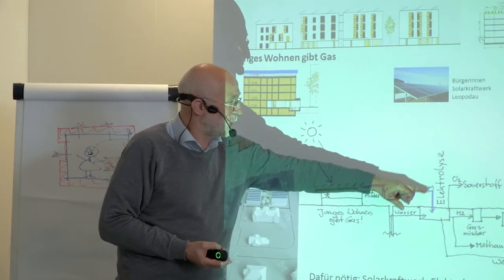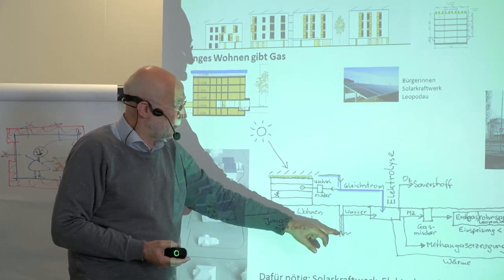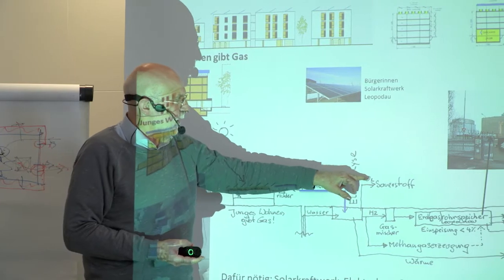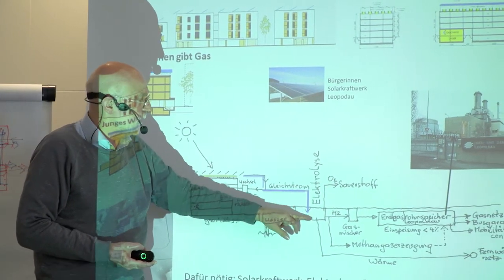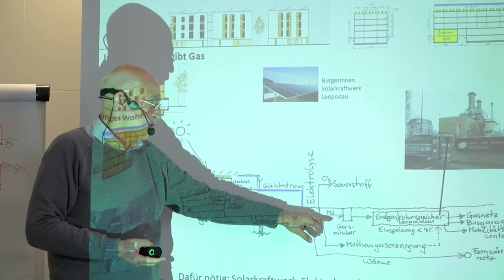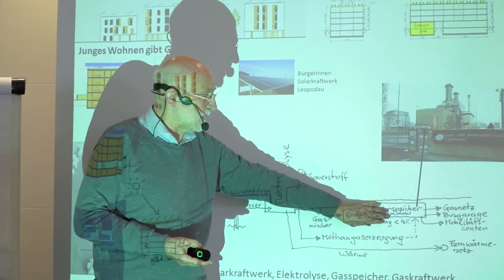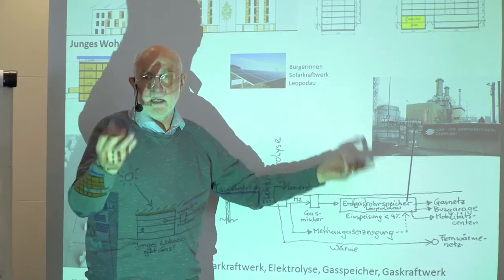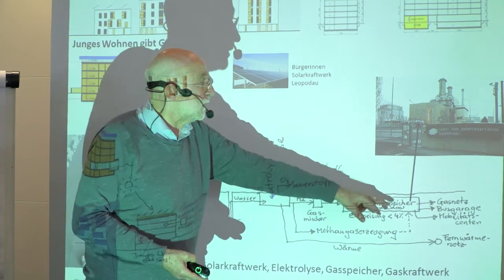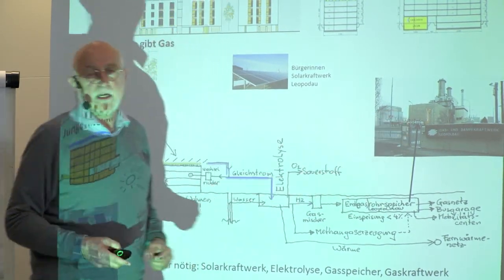With this PV, through electrolysis, we could make O2 and H2 out of water. And this gas we can mix with city gas, and we can run and warm the city, or we can reproduce electricity out of the gas.